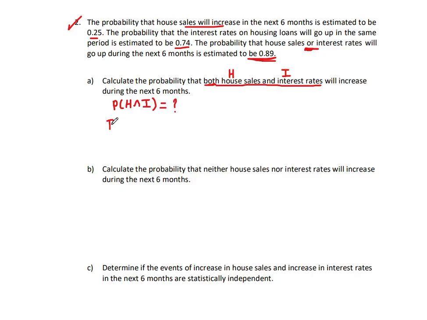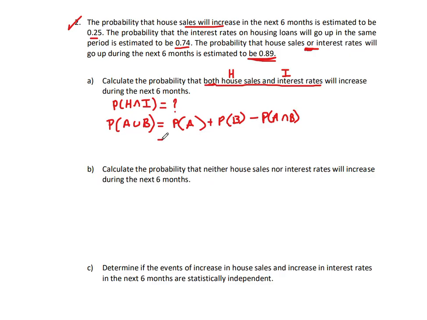So we're going to use the general probability rule. We're going to manipulate the general probability rule to come up with the solution. So the probability of A union B is going to be equal to, as indicated before, the probability of A plus the probability of B, take away the probability of A intersect B.